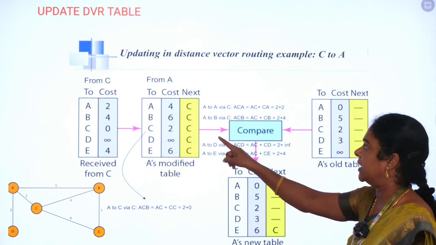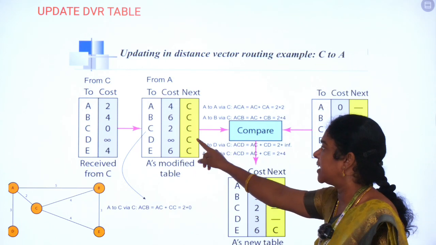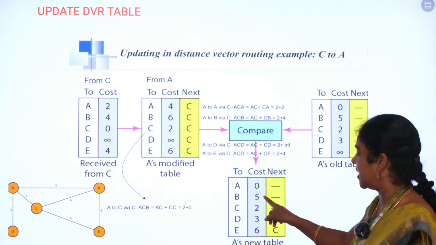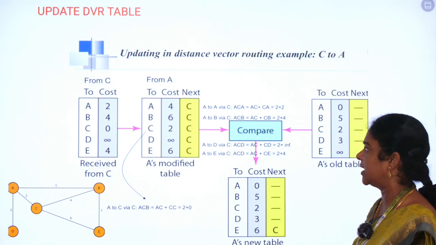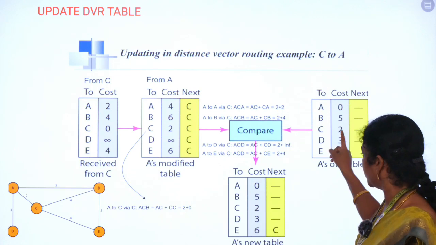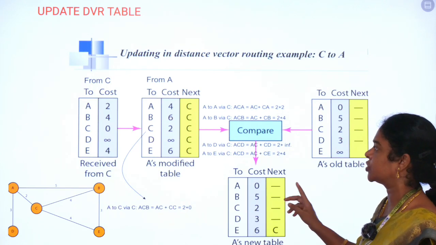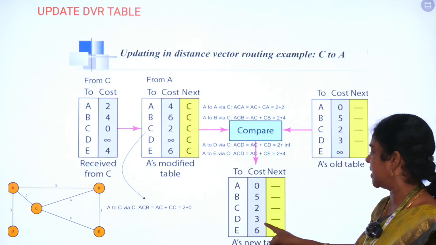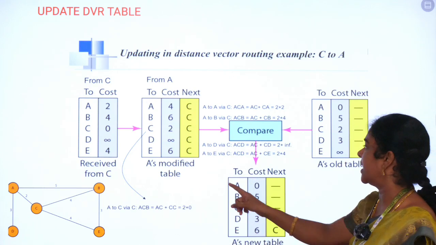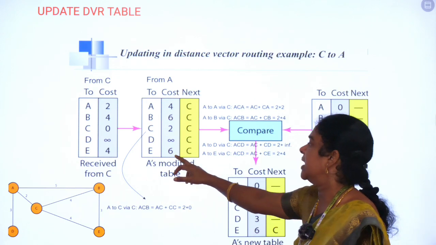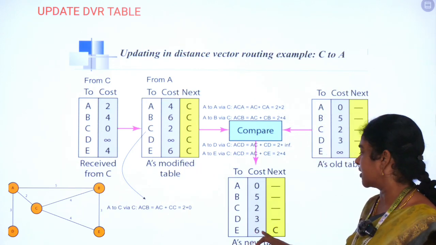Next one, B. In the modified table the B cost is 6, in the old table the B cost is 5. We need the minimum distance, so we use 5 for B. Next, C is 2 here and C is 2 there, so we use the old table cost, 2. Next, D: 3 and infinity, so 3 is the minimum, so we use 3. Next, here 6 and here infinity, so for E the cost is 6.